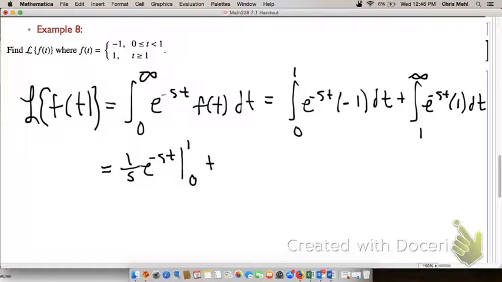It's going to be the limit as a goes to infinity of the integral from 1 to a. As a matter of fact, what I'm going to do is actually do the integration as well in this step. Okay, so now the integral of e to the minus st is minus 1 over s e to the minus st, and then we're going to do that from 1 to a.